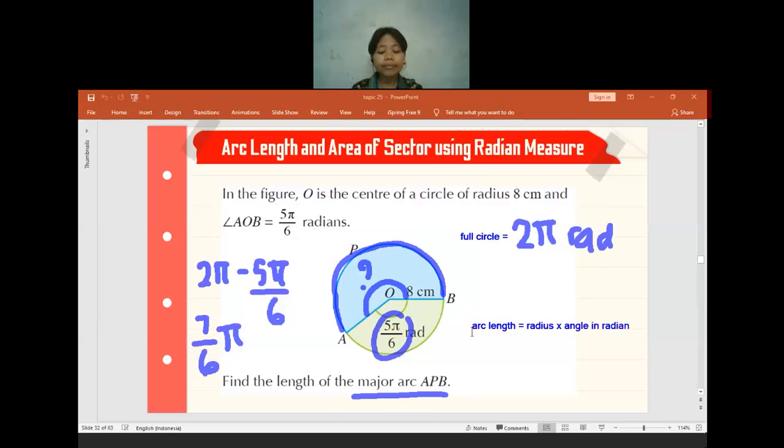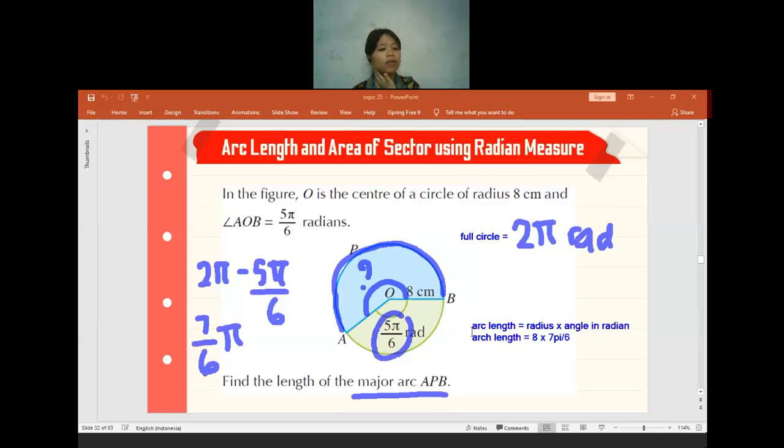So the radius is how many? The angle is 7 by 6 pi. Radius, please. The radius is 8. And then times the angle in radian, which is 7 pi by 6. I cannot write the pi in here, there is no button for pi.